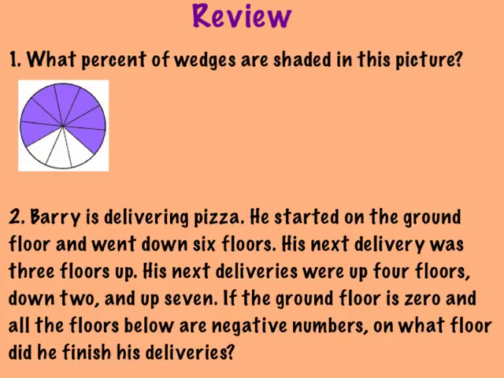And we're done, so here's your review. Question 1, what % of wedges are shaded in this picture? Question 2, Barry is delivering pizza. He started on the ground floor and went down 6 floors. His next delivery was 3 floors up. His next deliveries were up 4 floors, down 2, and up 7. If the ground floor is 0 and all the floors below are negative numbers, on what floor did he finish his deliveries? So get those 2 questions done, and I will see you tomorrow.